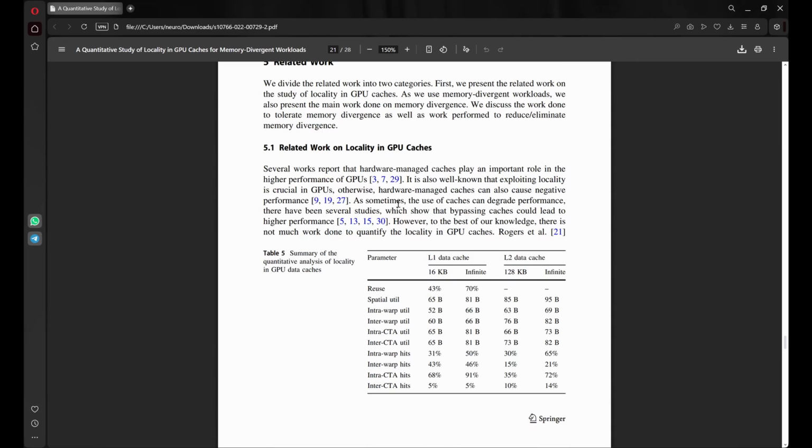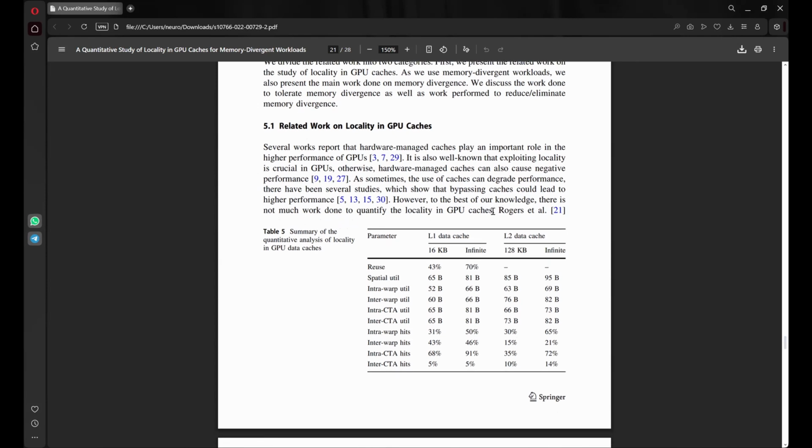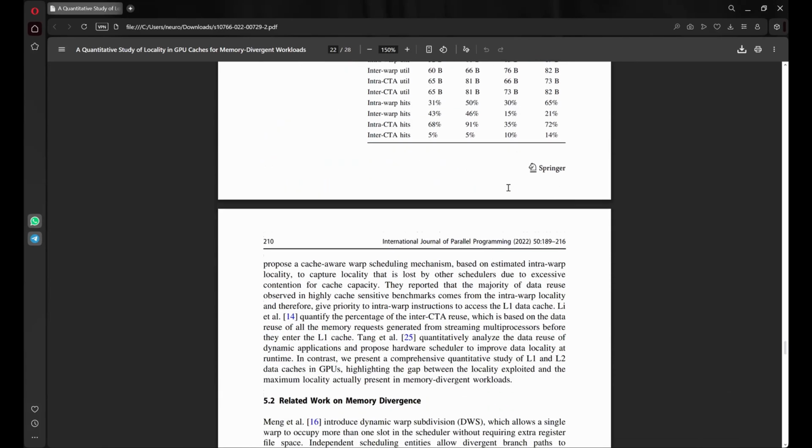There have been several studies which show that bypassing caches could lead to higher performance. However, to the best of our knowledge, there is not much work done to quantify the locality in GPU caches. So I think this is just them saying there's a bunch of previous literature related to locality and GPU caches, but our paper produces new knowledge to make quantitative metrics of this locality.